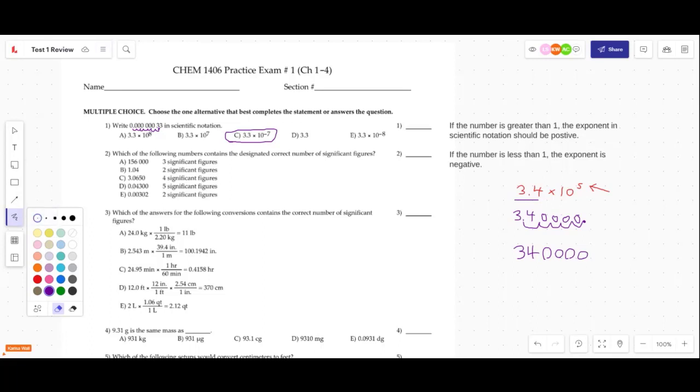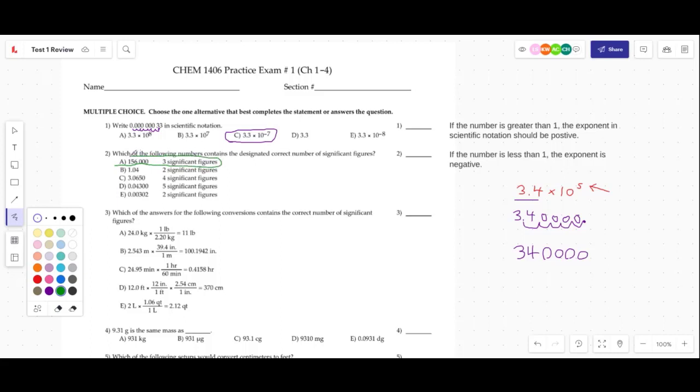All right. Now let's go ahead and take a look at the next question. It says, which of the following numbers contains the designated correct number of significant figures? And you're saying A, and that's absolutely correct. Feel free to turn on your mics and respond. That's totally cool. I love an active session, and I like hearing your voices. But yes, you're absolutely right. This is going to be A. That'll be 3 significant figures.